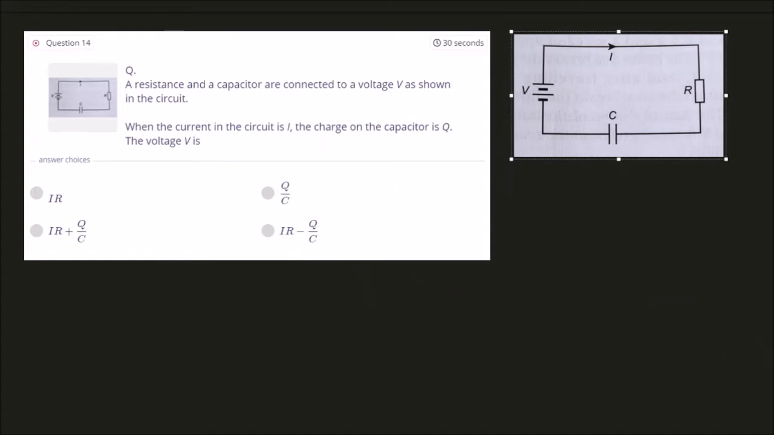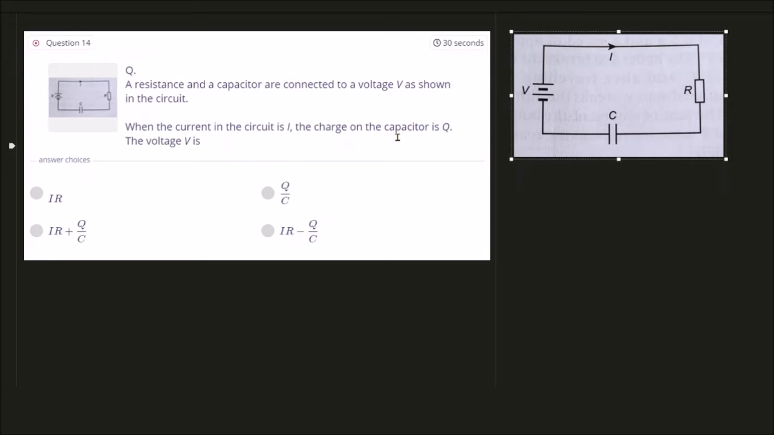Question 14. A resistance and a capacitor are connected to a voltage V as shown in the circuit. When the current in the circuit is I, the charge on the capacitor is Q, the voltage is... Okay, so as you can see here, there's a resistance and a capacitor, and they are both connected to a voltage, or we call it a power supply V, as shown in this circuit. The current flowing through the circuit, we name it I, whereas the charge stored in the capacitor, we name it Q. And now they ask us to find how to express V in terms of I and Q.